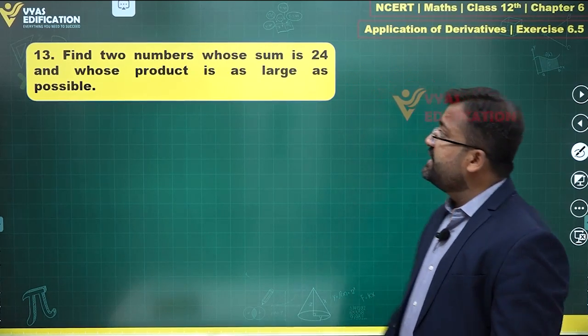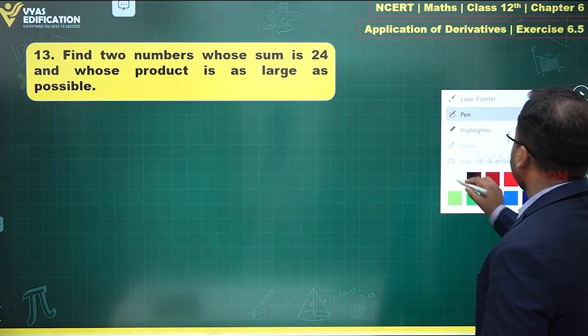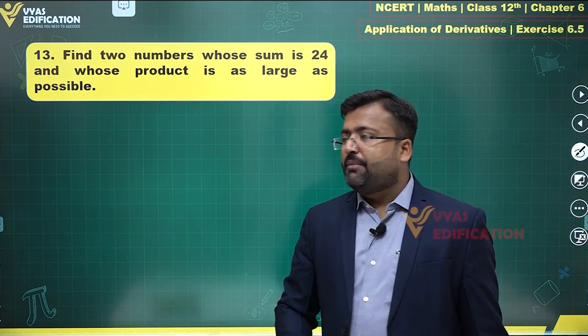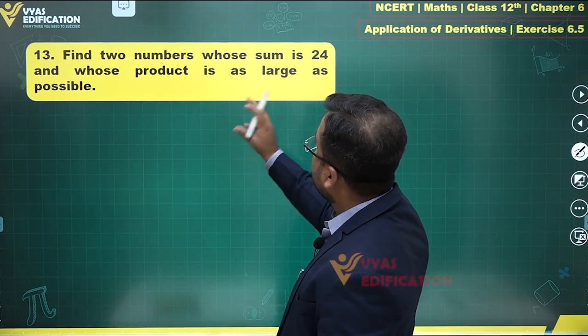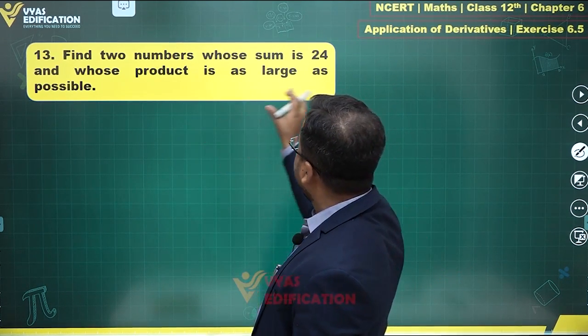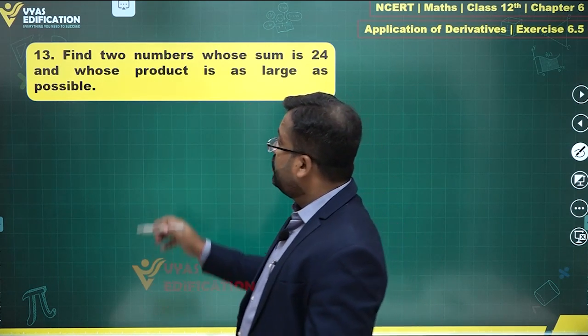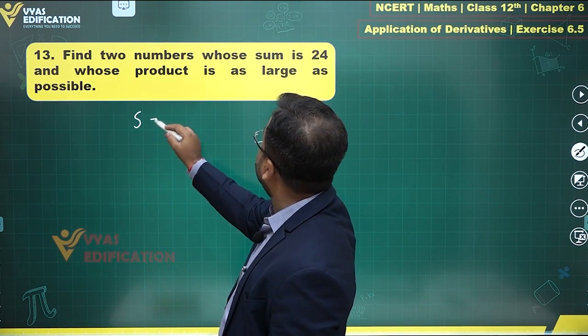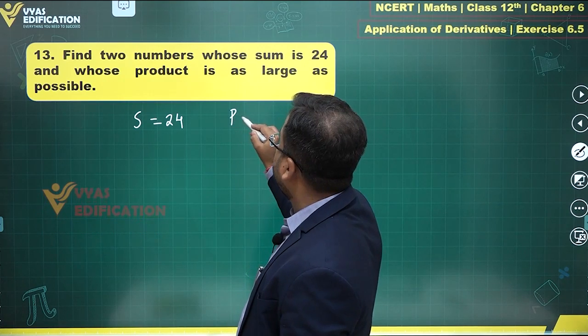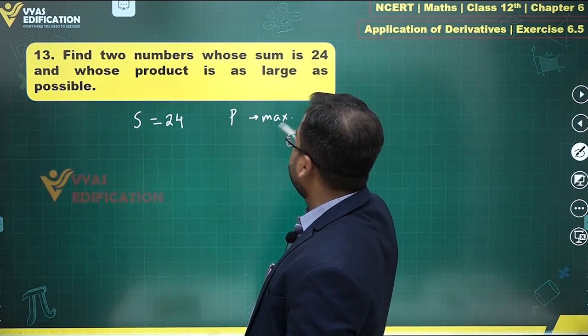The 13th question says: find two numbers whose sum is 24. Okay, now some real life problems and some word problems, which says two numbers whose sum is 24 and whose product is as large as possible. So you are interested in sum is 24 and product has to be maximized.